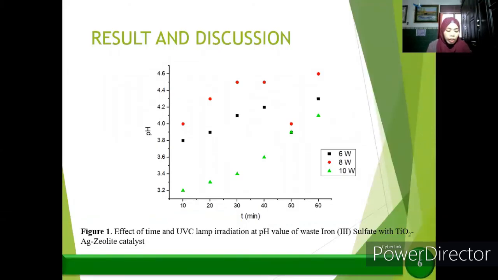As you can see here from the experimental data, regarding the effect of time, it can be seen in figure 1 that there was no decrease in the pH value of the iron sulfate. It showed that the pH value with UV radiation of 6, 8, and 10 watt increased. The highest pH value was produced at 8 watt at 60 minutes contact time, at pH 4.6.